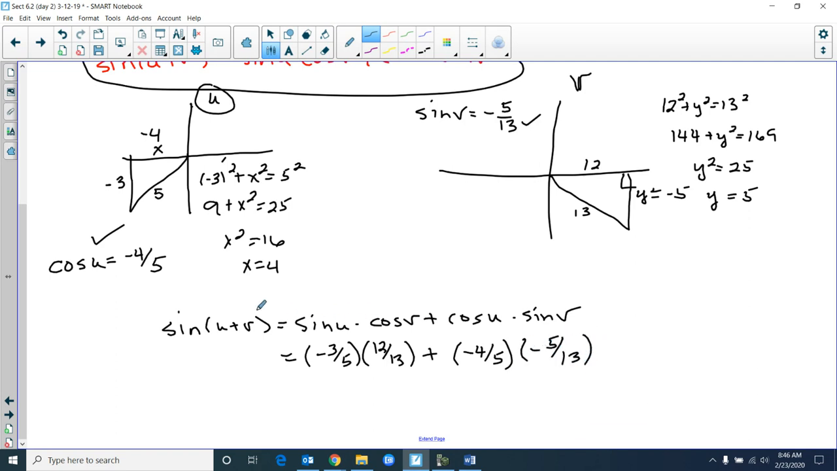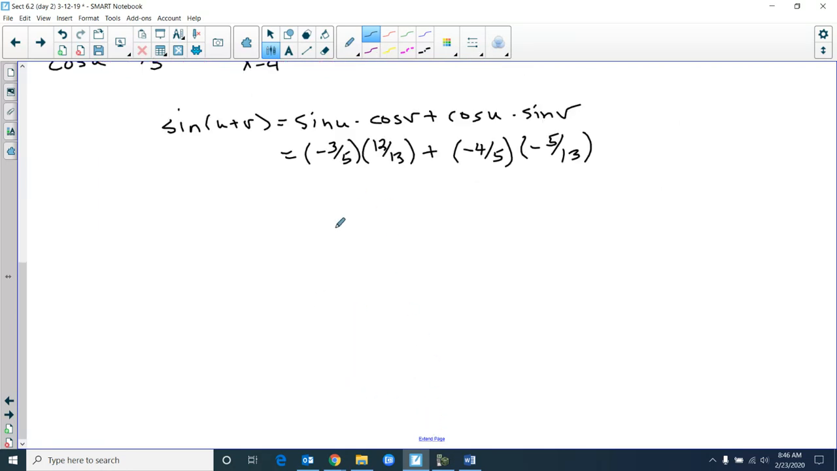Remember, they replace the entire expression here. Sine of u is negative 3/5. Now just do a little bit of math. Multiply those together. Negative 3 times 12 is negative 36, over 5 times 13 is 65. Plus, negative times a negative is positive. 4 times 5 gives me 20 over 65. So my final answer, sine of u plus v, is going to be negative 36 plus 20, which is negative 16 over 65.